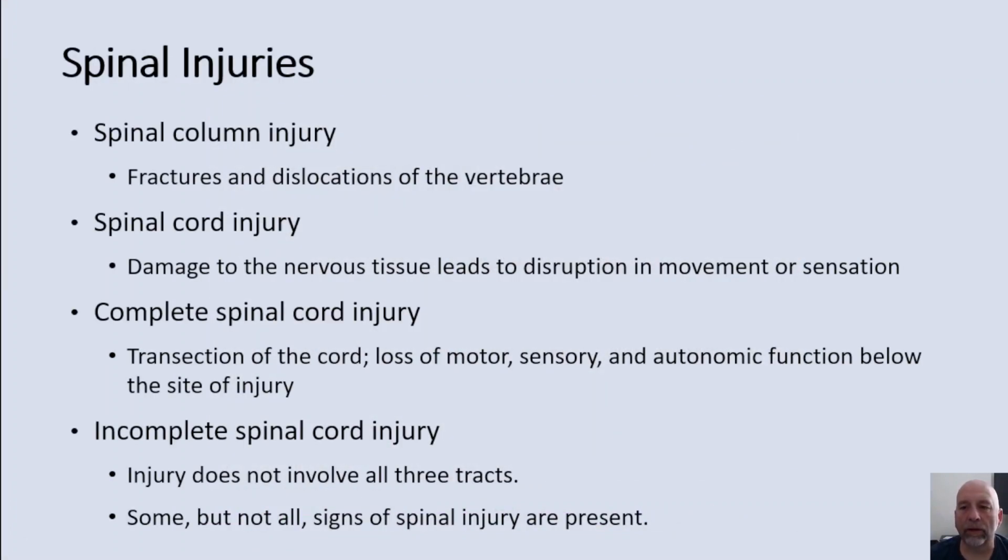Spinal column injury occurs when there is damage to the vertebrae. These can be fractures or dislocations that result in pain, tenderness, and often a palpable deformity of the spine. Vertebral dislocations and fractures can lead to damage to the spinal cord and nerves. Spinal cord injury is damage to the actual nervous tissue of the spinal cord. This can cause a disruption in movement and/or sensation.